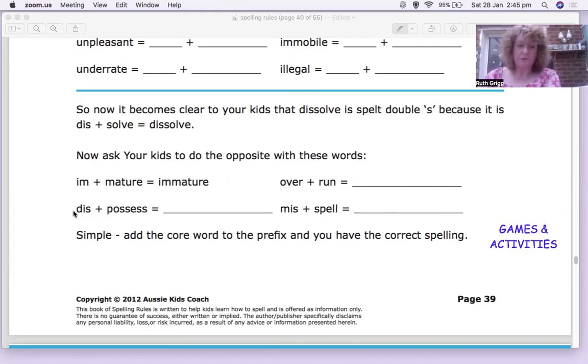Dispossess, that means to lose your possession or lose control over a property perhaps, or something that you used to own, you don't have it anymore. Dispossess here, misspell, so write the whole word here.